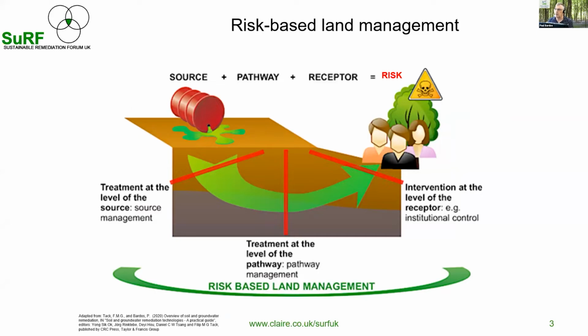So it follows on from the idea of risk-based land management, which I think is generally accepted across Europe now, which is that the risks from contamination are dependent on the linkage between a source, pathway, and the receptor. And you can deal with those risks in different places, either at the level of the source, through the pathway, or an intervention at the level of the receptor. A very common receptor intervention now is that we treat land for a particular end use, and then there's a planning control. And if the use of land changes to something that's more sensitive, then the risks have to be reevaluated.